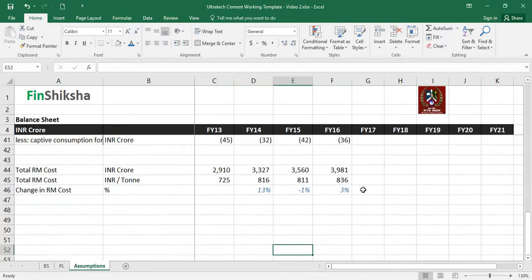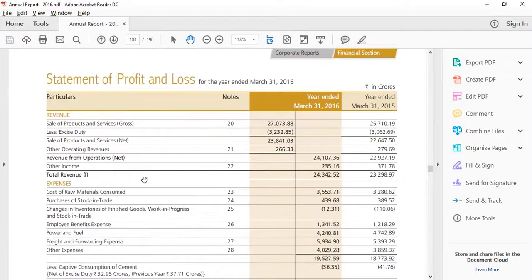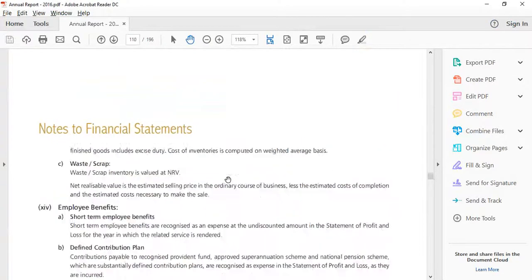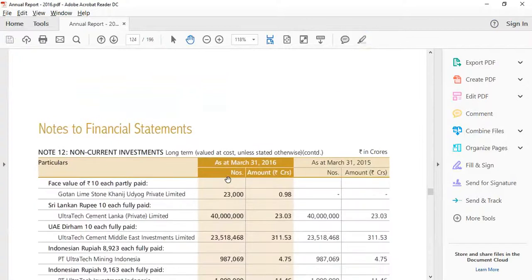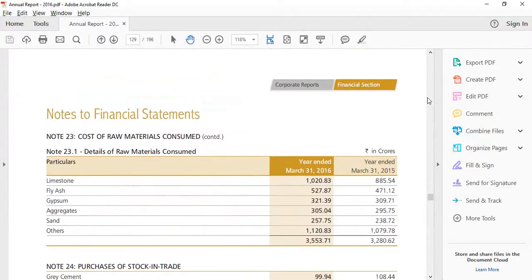And just in case we are intrigued and interested in finding out what those raw materials are, we could actually go to the annual report and search for the term raw material, and you'll find that in the P&L you have the cost of raw materials consumed, which is available here under note 23. So we can go ahead and look at the note 23, and within the note 23 raw materials consumed, you will find this entire detail of what are the major raw materials. So limestone, fly ash, gypsum, sand, others.